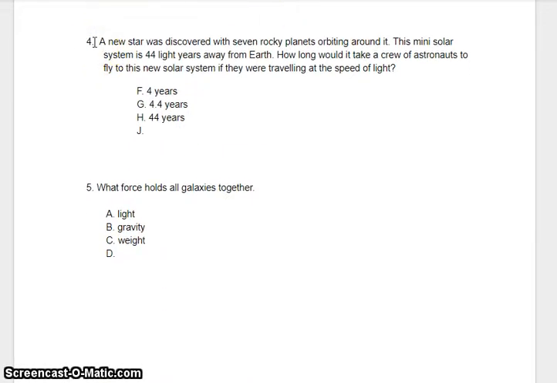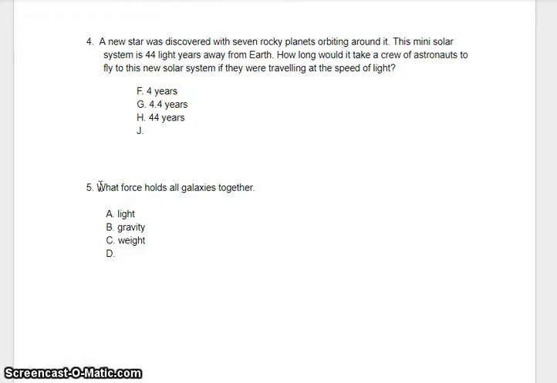4. A new star was discovered with 7 rocky planets orbiting around it. This mini-solar system is 44 light-years away from Earth. How long will it take the crew of astronauts to fly to this new solar system if they were traveling at the speed of light? 4 years, 4.4 years, or H, 44 years.